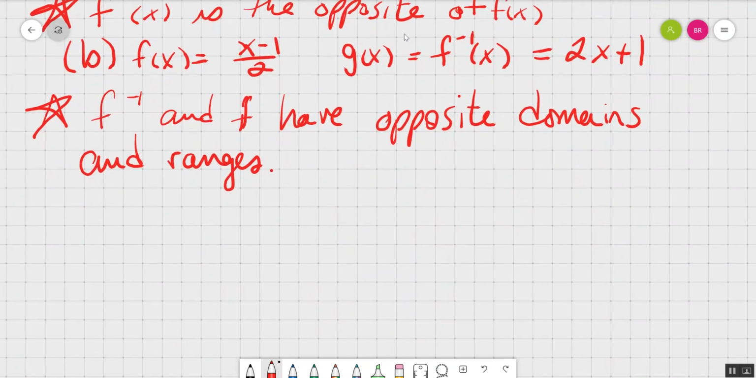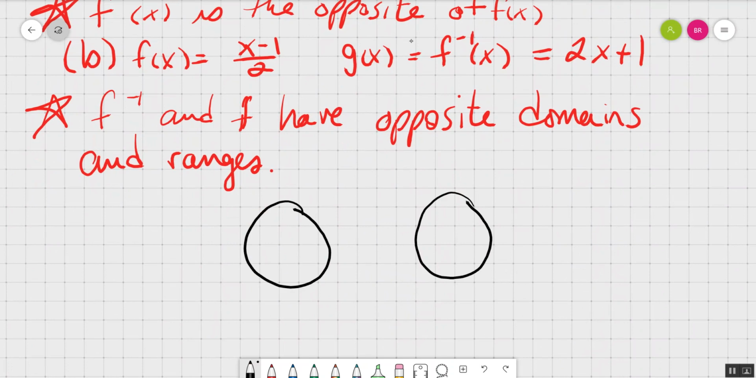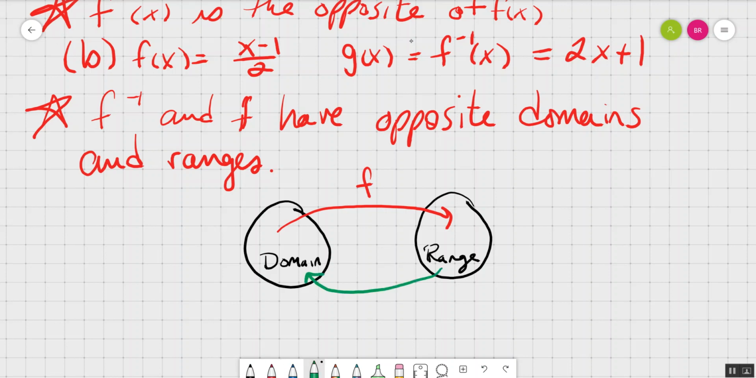So just to give you a little picture reminder of how that looks. If I had my domain here, remember our beans when we were doing domain and range? Oh man, that was a long time ago. We would go from domain to range with f. Well, then f inverse is going to do the opposite. It's going to take the range back to the domain. Yeah, that's what's happening here.